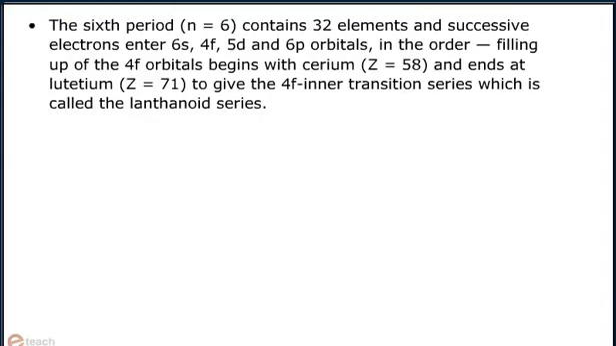The sixth period, that is for n equals 6, contains 32 elements and successive electrons enter the 6s, 4f, 5d and 6p orbitals. In order, filling up of the 4f orbitals begins with cerium and ends at lutetium to give the 4f inner transition series, which is called the lanthanoid series.